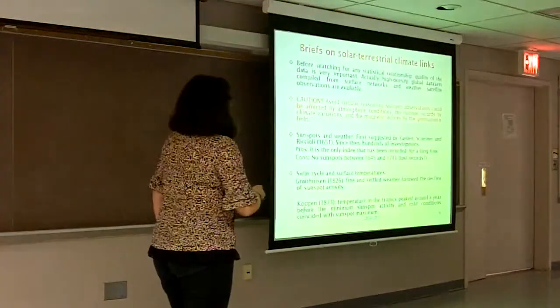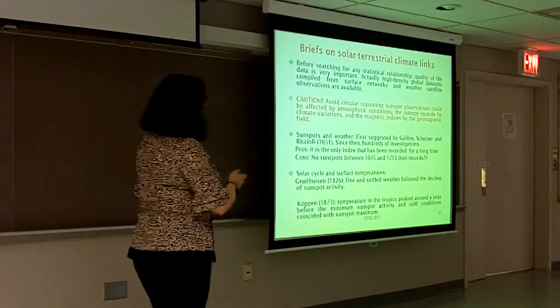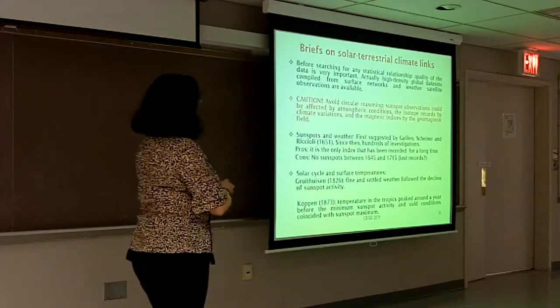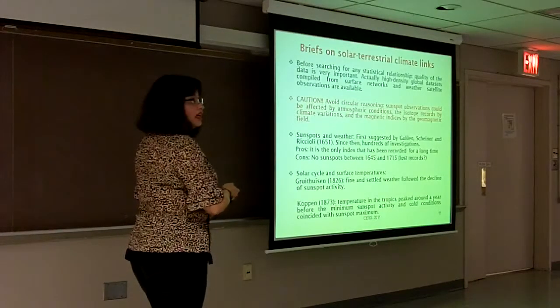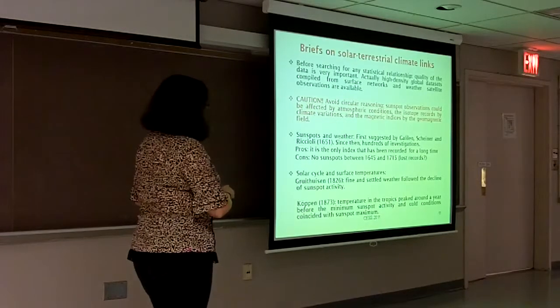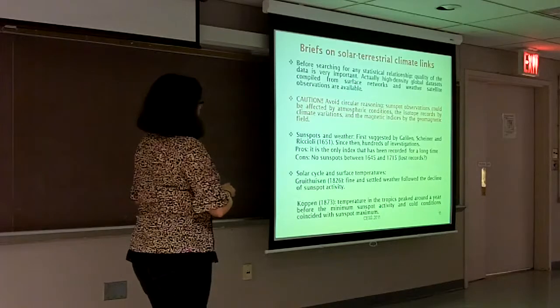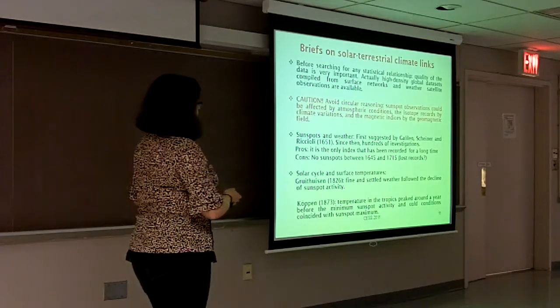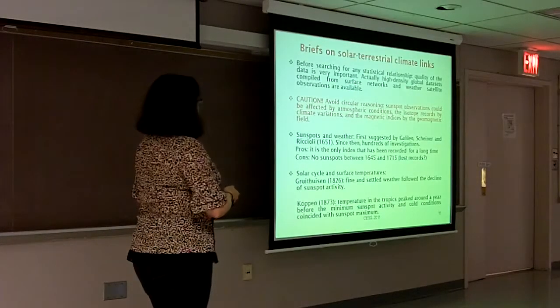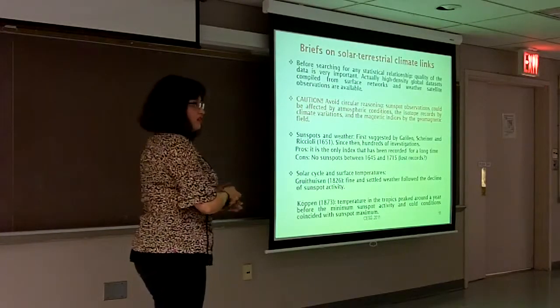So some briefs about the solar terrestrial climate links. Before searching for any statistical relationship, the quality of the data that you are analyzing is really important. Actually, because of the existence of surface networks and weather satellite observations, you can have high density global data sets to analyze, so this is an important thing to do.